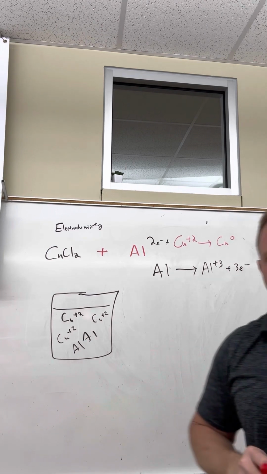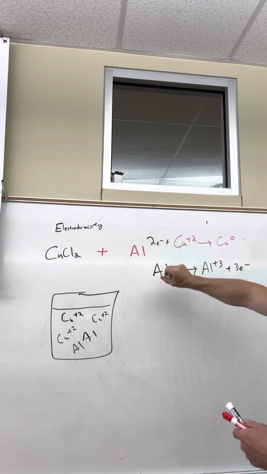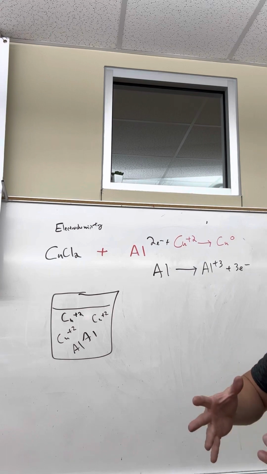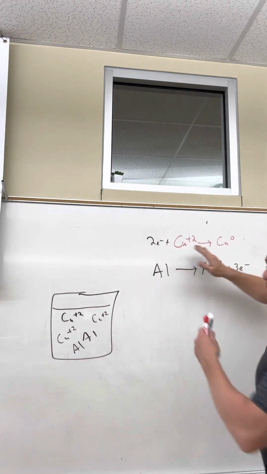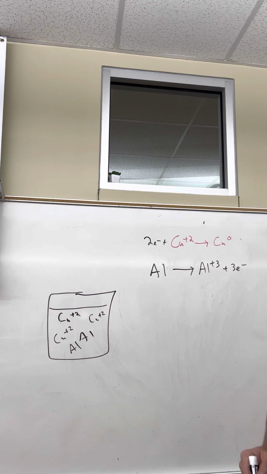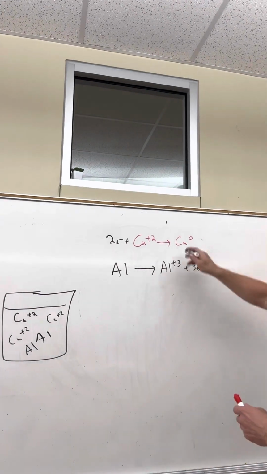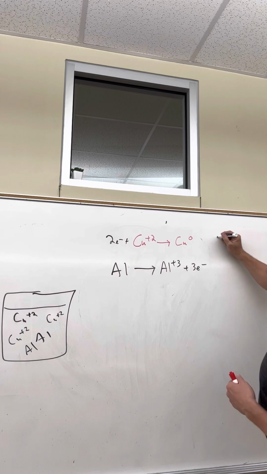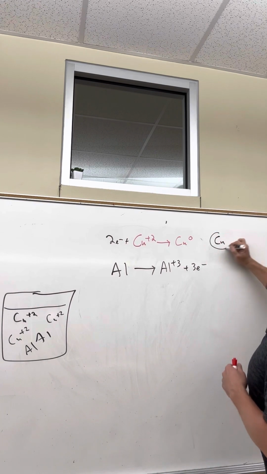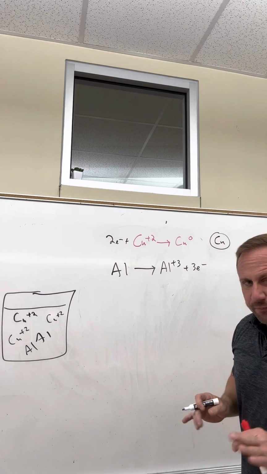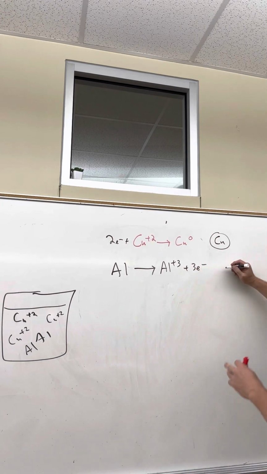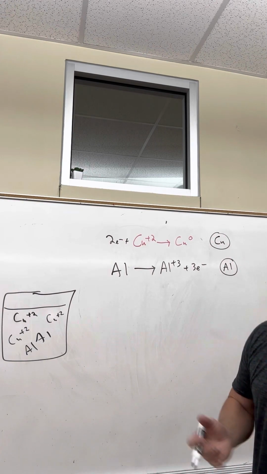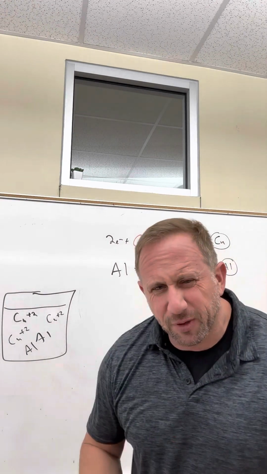Now I know you're going to look at it right now and go, wait, copper only took 2. Aluminum lost 3. How'd that happen? This is the half reaction right here of what's happening from the copper, just a single copper by itself. This is the half reaction that's happening to a single aluminum by itself. But we know balancing is going to take place.